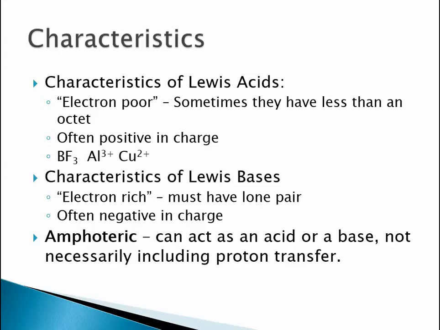Now, IB in its infinite wisdom has given you two very similar terms and wanted you to know the difference between them. I thought they were basically synonyms, but apparently there is a really subtle difference. We already talked about amphiprotic, which is something that can act as an acid or a base by exchanging a proton. Amphoteric is a bigger definition. It's something that can act as an acid or a base, not necessarily including proton transfer. So it broadens that a little bit.